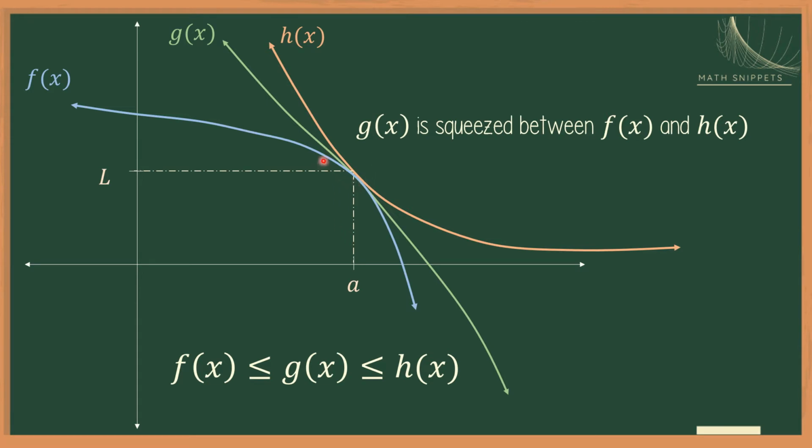So you can see this visually, that since the graph of g is between the graph of f and h, then the function values of g would always be between the function values of f and h. So we say that g is sandwiched between f and h.